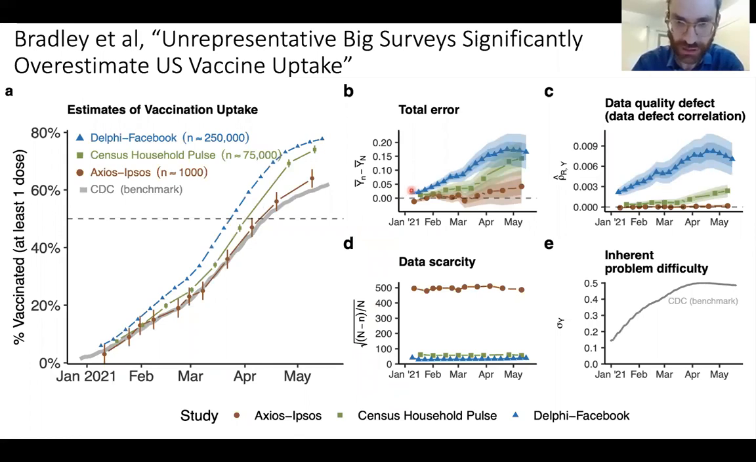So here I've plotted total error. So just take the estimate here. Facebook says it's 72%. CDC says it's 60, subtract those, 12%. Those numbers aren't quite right. Actually, let's look and see what they are. 15 percentage points, okay? So that's just total error. So now let's do that decomposition that I just told you about.